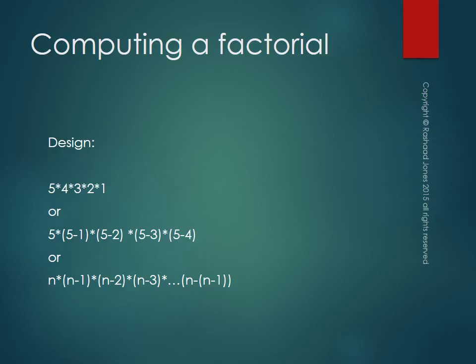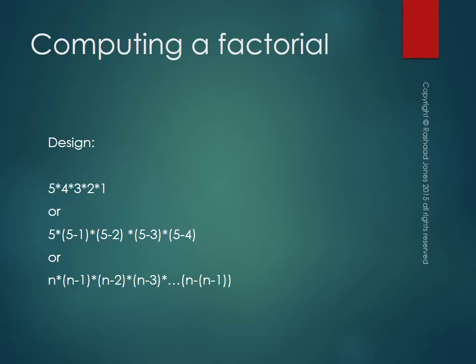Okay, so let's look at an example where we're going to compute a factorial. Before we actually get to code, let's look at the design of the solution if we want to compute a factorial. I'm just using 5 factorial. If I want to compute 5 factorial, it's just 5 times 4 times 3 times 2 times 1. Or it's 5 times (5 minus 1), and then multiply that by (5 minus 2), multiply that by (5 minus 3), multiply that by (5 minus 4).